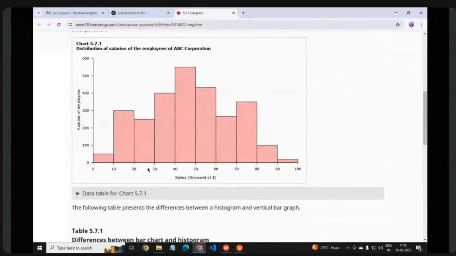Here we give the groups of employees, the number of employees which lie in each salary range.